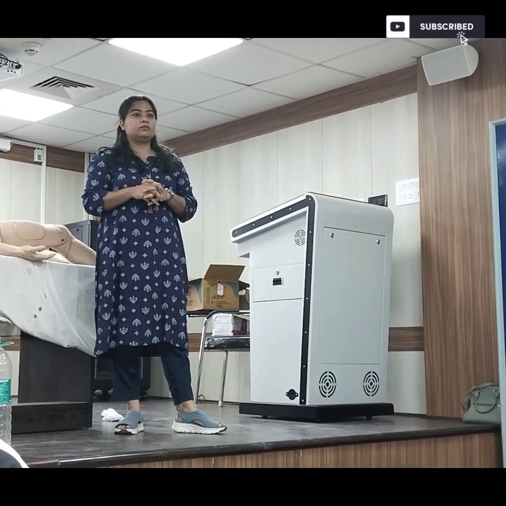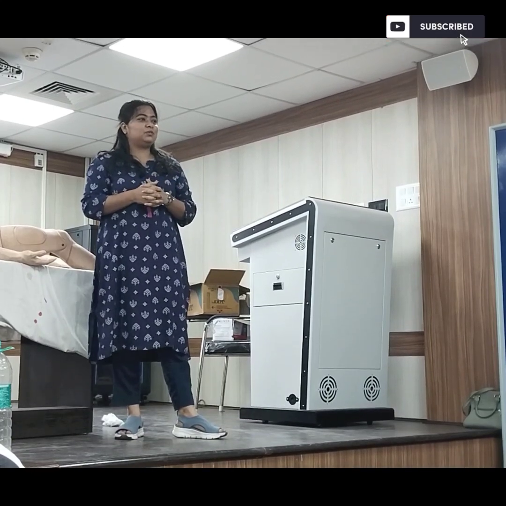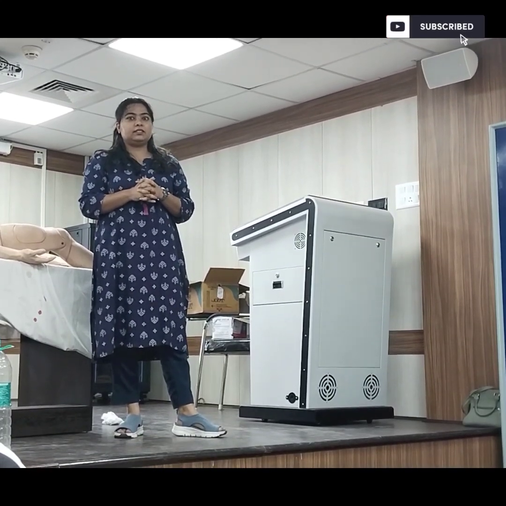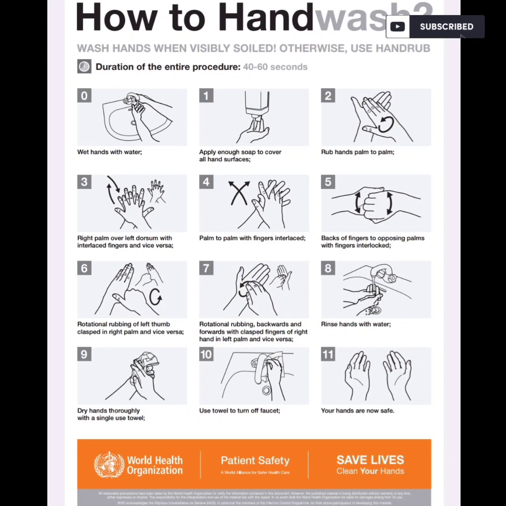The steps are frequently asked, and hand washing is also mandatory for each and every procedure that you will be doing. There are a total of 12 steps of hand washing given by the World Health Organization, and they're numbered from 0 to 11. The entire procedure is 40 to 60 seconds. First, wash your hands with water. Secondly, apply enough soap to cover all the hand surfaces.